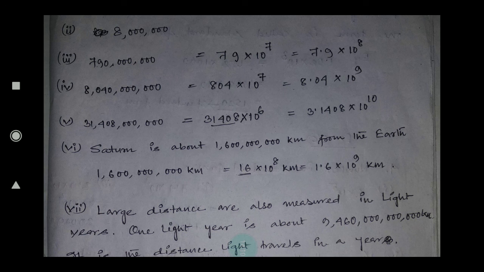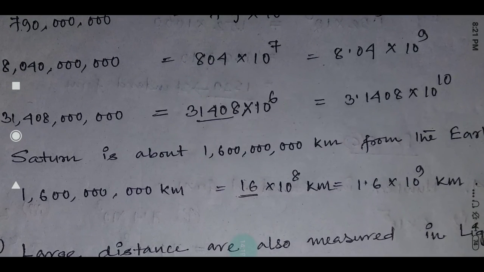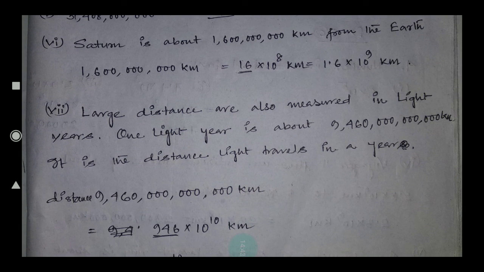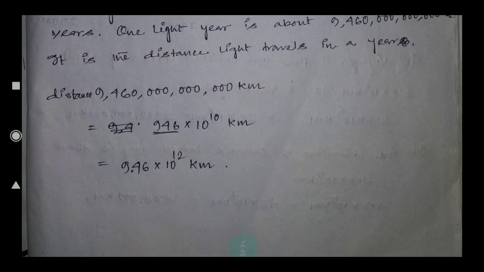Similarly, number 5, you see. First I have written all the numerals, 31408. Then after that, how many zeros? 6 zeros. So 10 power 6. Now 31,408 is not in the range between 1 to 10. I have to write it between 1 to 10. If I write 31.40, then also it is out. So I have to write in the form of 3 point, then only it will come between 1 to 10. So 3.1408 into 10 power 10. Okay. Similarly, 6 and 7 you can do by understanding by yourself. Simple.